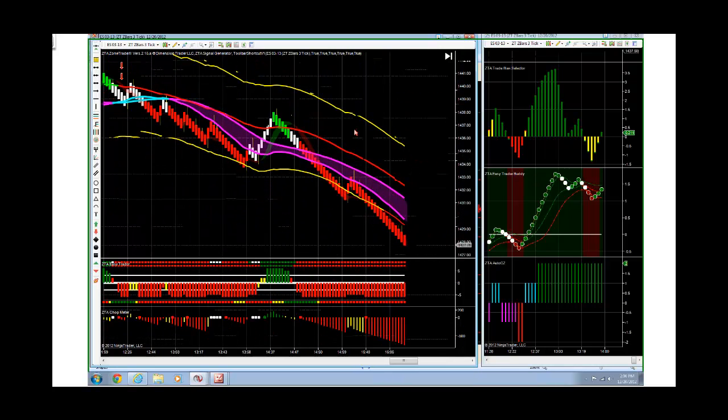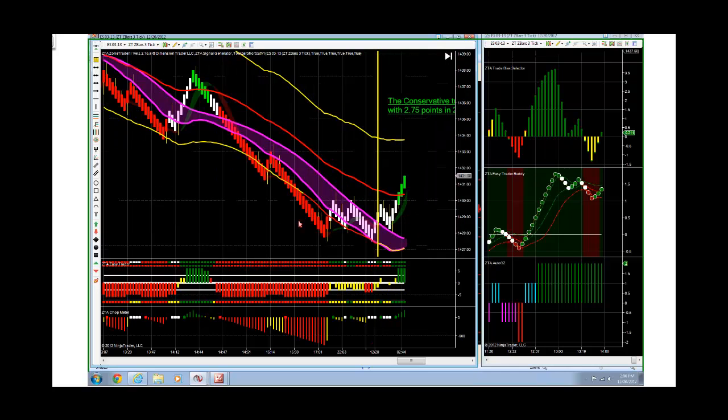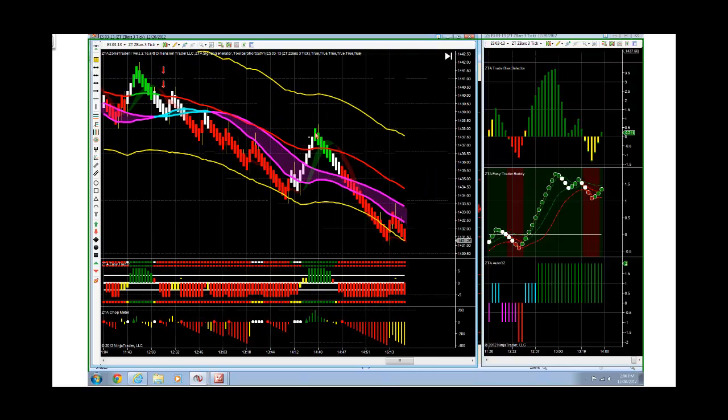Here's a nice little short. There's a loser to the upside, but let me tell you, that's going against the general trend of the market. Again, your trigger lines are magenta. The market trend is down. Why are you taking a long? You see some nice little shorts here, 2 little shorts here.